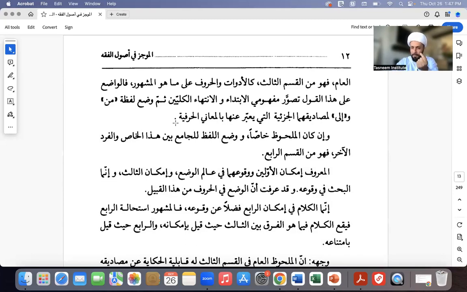So when I use the word min, which is a preposition, and the word ila, when I say sirtu min al-Basra ila Baghdad, the word min means I began in Basra. Ila means my ending point. Now, when I consider the general meaning of ibtida and intiha, I'm not designating a general word. I'm designating a specific term that is used as an instance of that general meaning.